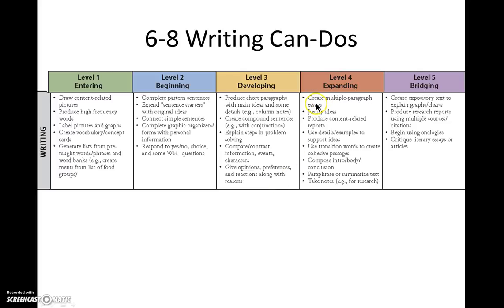A Level 4 student can create multiple paragraph essays and paraphrase, summarize text, and take notes. Finally, a Level 5 student can create expository text to explain graphs and charts. He can also critique literary essays or articles. As you can see, the can-dos support teachers by providing them with information on the language students are able to understand and produce in the classroom. This helps educators understand the process of English language development and guides teachers in developing differentiated language objectives and language goals.